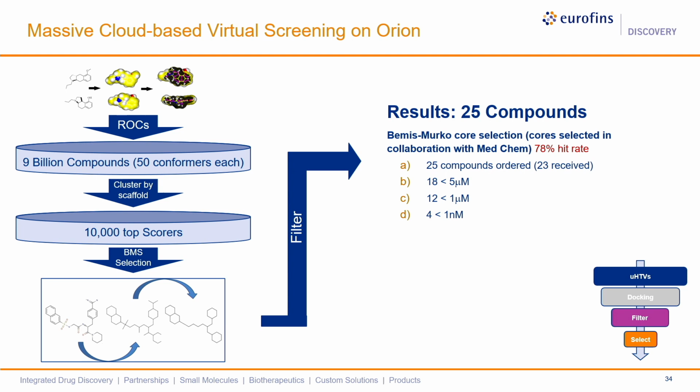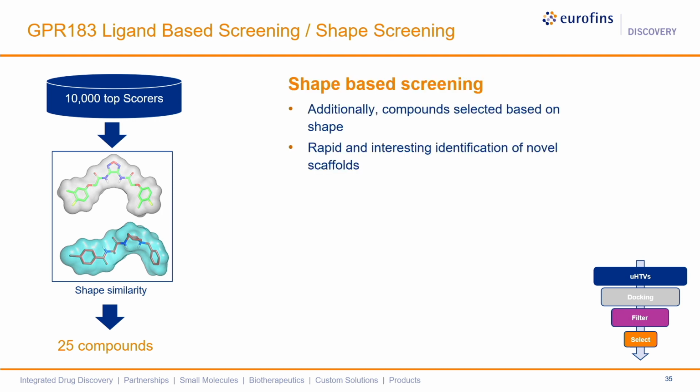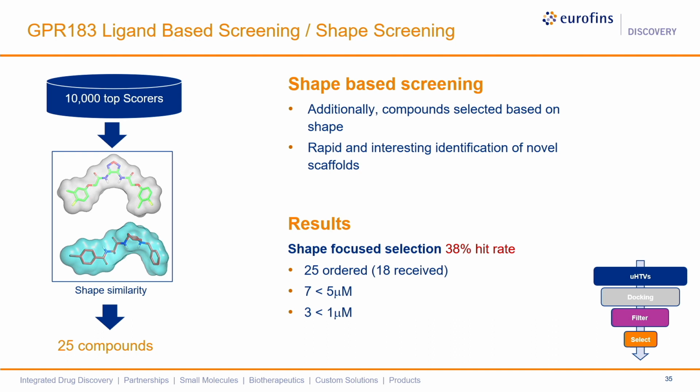So now, when we run this large ultra high throughput ligand screening, how can we leverage this data in other ways? We have already got these 10,000 top scores, so we use those 10,000 compounds for shape-based screening. Here we are looking at the 3D shape of the main compounds and then identifying new compounds just based on shapes. Here again we identified 25 compounds. We received 18, and we got 7 compounds less than 5 micromolar. The hit rate is 38%.